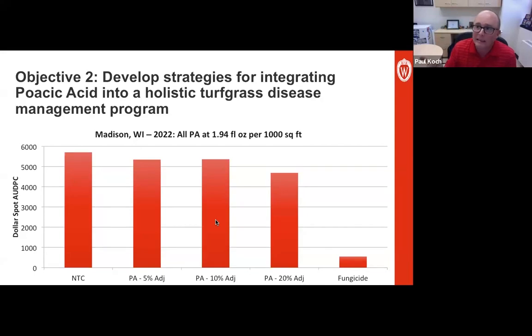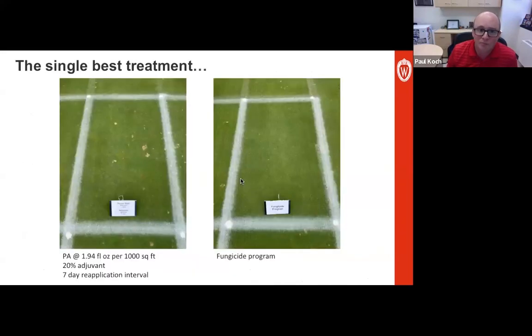Poacic acid. Again, what we see is that the fungicide is far and away much more effective in this particular project, and we're not getting a commercially viable level of dollar spot control, even when we have the higher rate of Poacic acid and the highest concentration of adjuvant. So we're seeing some success, but not the amount that we would need to show that this is a commercially viable option for disease control in turfgrass.